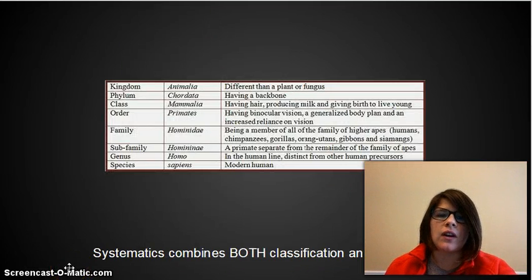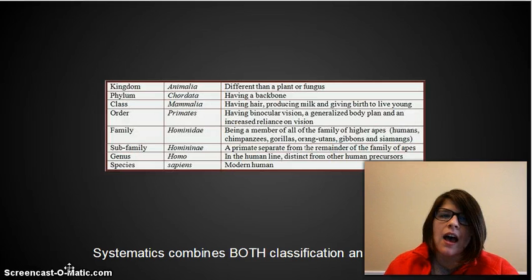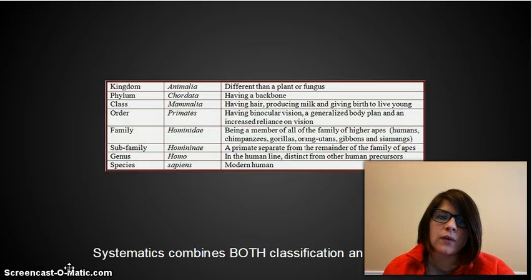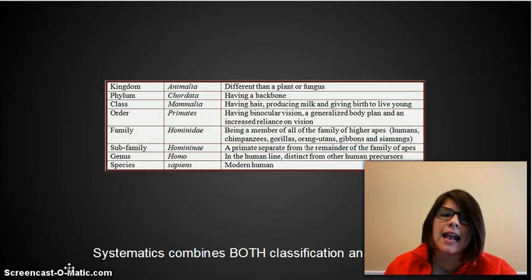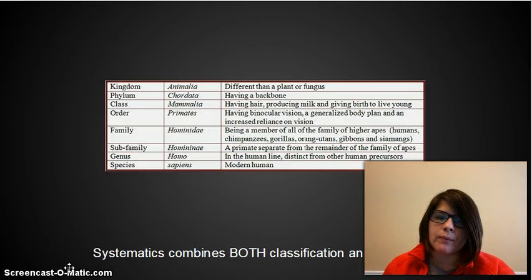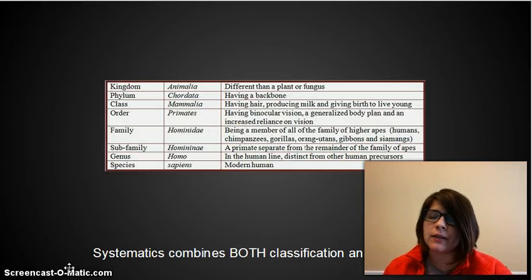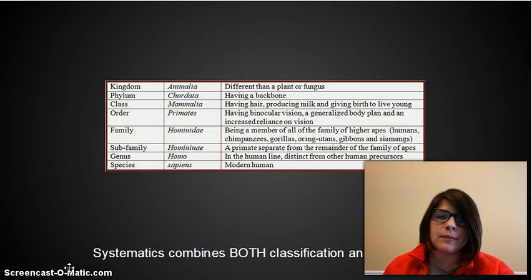Okay, so I wanted to give you something that you could relate to yourself. Here are the taxonomic units, or taxons, for a human, and as we know, we are in the domain Eukarya. We do have eukaryotic cells, and we are in the kingdom Animalia. We are considered an animal. Now, this is different than a plant or a fungus because they obviously are in the kingdom Plantae or Fungi. We are in the phylum Chordata, which means we have a backbone. We're in the class Mammalia, which means we have hair, we produce milk, and we give birth to live young.